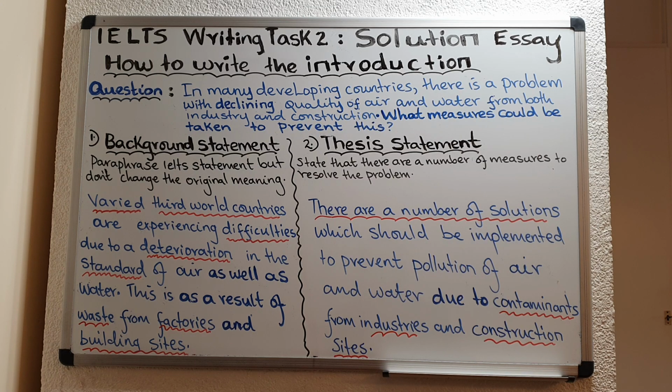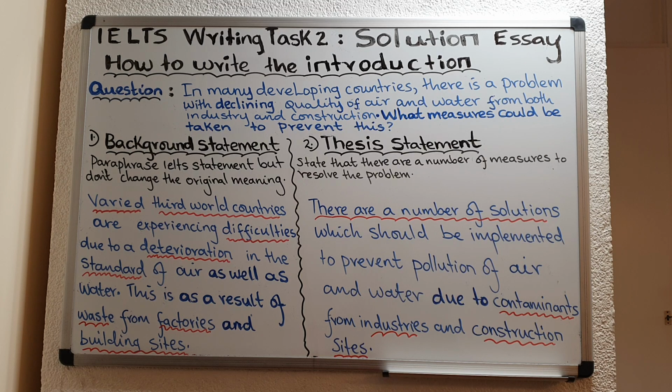Once you have done that, remember with the thesis statement, it's very simple to write for a solution essay because all you have to do is state that there are a number of measures to solve the problem. And you simply do that by writing, there are a number of solutions which should be implemented, and then you describe the problem, which is to prevent pollution of air and water due to contaminants from industries and construction sites.